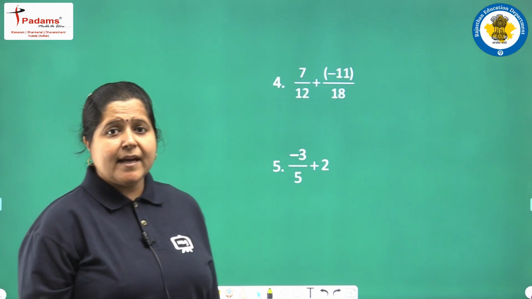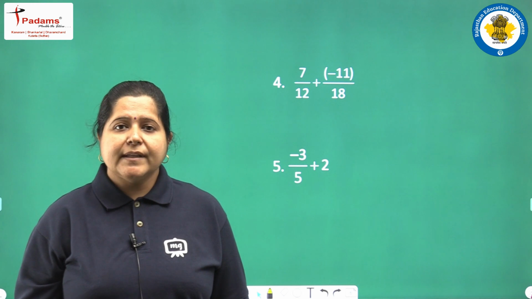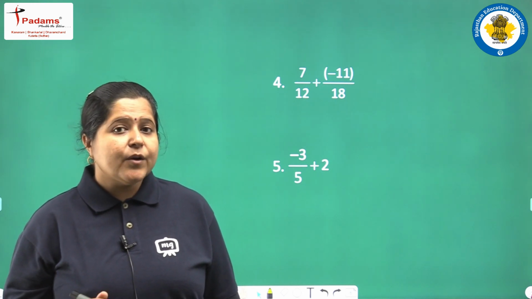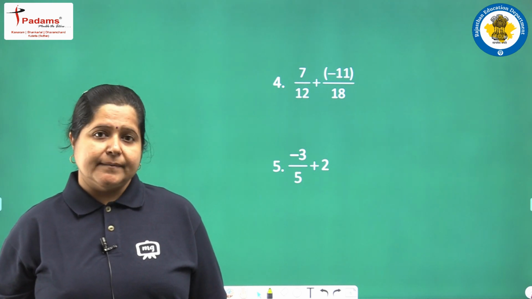We move on to some other cases. Here the denominators are 12 and 18. Both numbers 12 and 18 are neither co-prime nor is one the multiple of the other.